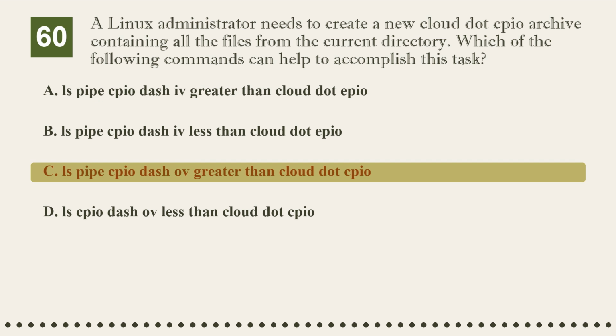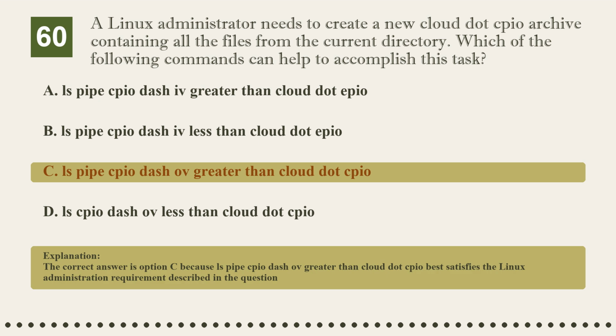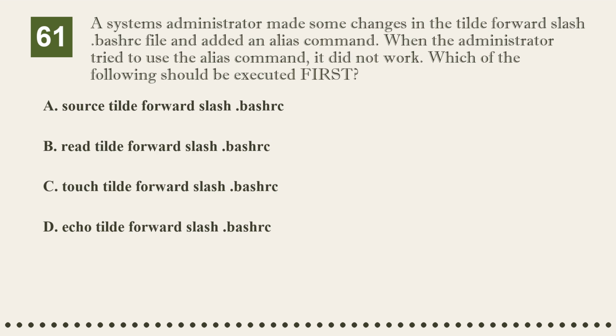The correct answer is option C, ls | cpio -ov > cloud.cpio. The correct answer is option C because ls | cpio -ov > cloud.cpio best satisfies the Linux administration requirement described in the question.